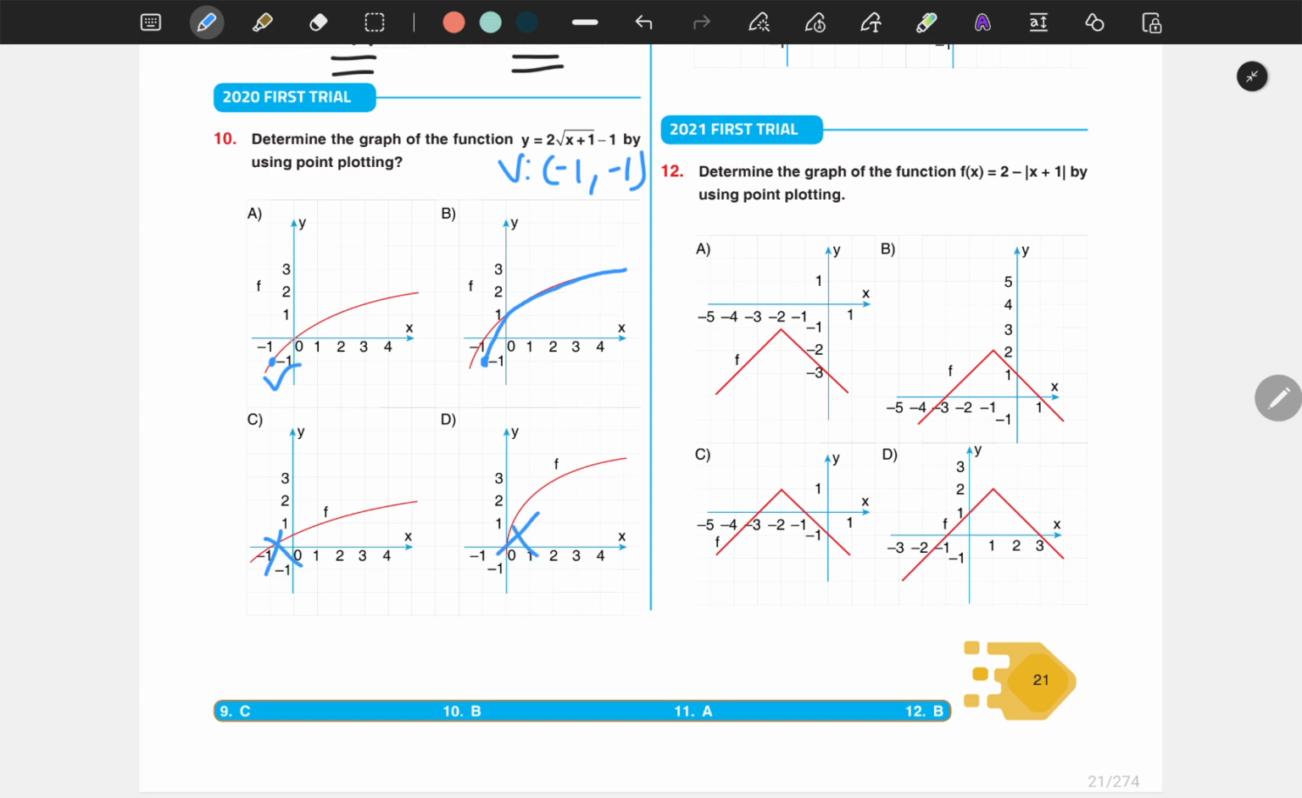I have to select an exact point. Here, this is 0 and 0. This is 0 and 1. If I replace x with 0 and I get 0, it means that A is correct. Otherwise, I will say that it is B.